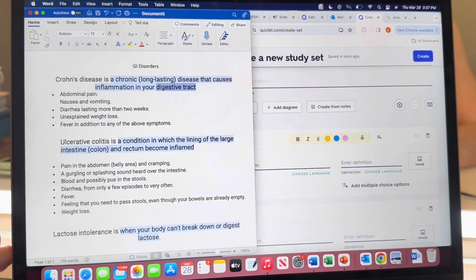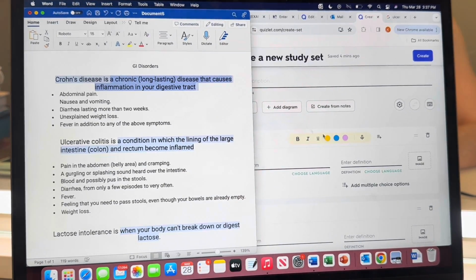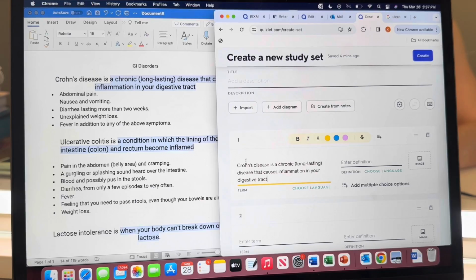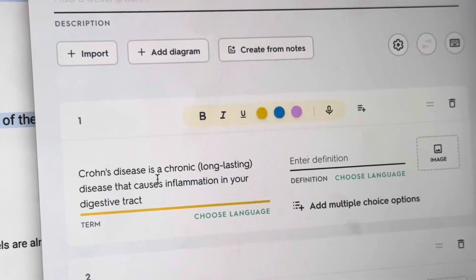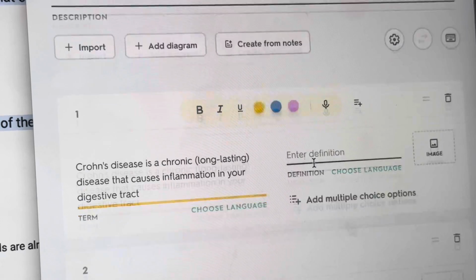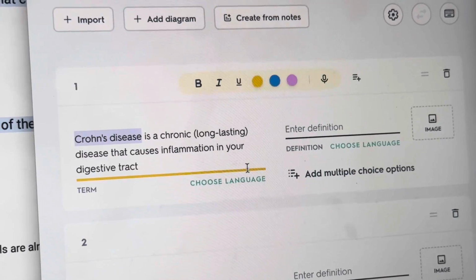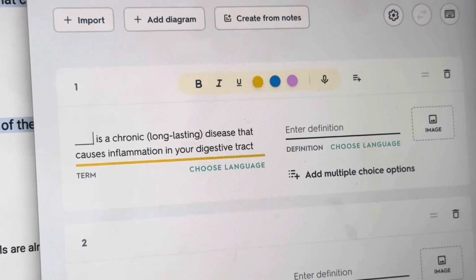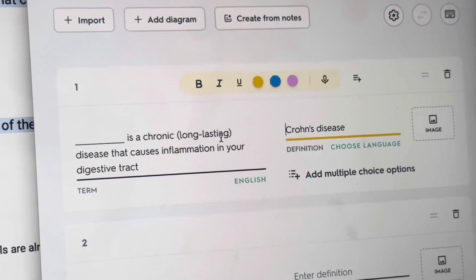So what I would do is I would copy this entire thing, this whole sentence. I'm going to click copy, and I'm going to paste it right here. And then what I do for almost every single flashcard is I make it into a question, sort of. So I would take Crohn's disease, copy it, and then I would do an underscore. So I would make a blank, and then I would put the answer on this side where definition is.